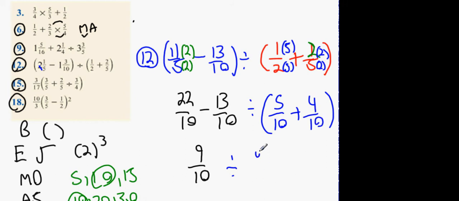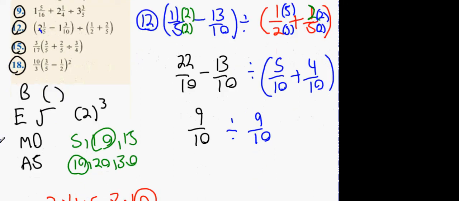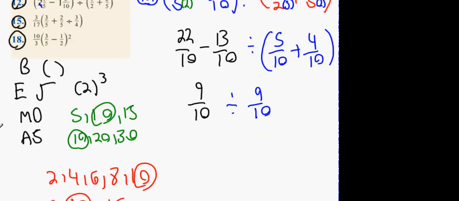9 over 10. 9 over 10. Now, I'm going to ask you a question. What's 2 divided by 2? 1. What's 4 divided by 4? 1. What's 100 divided by 100? 1. What's a million divided by a million? 1. What's x divided by x? 1. Anything divided by itself is 1.